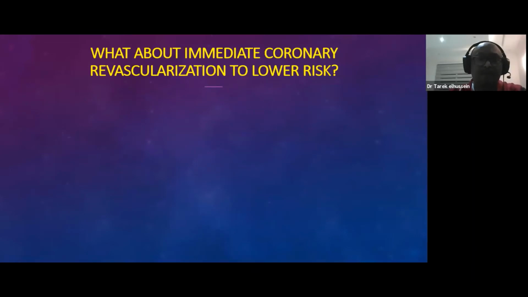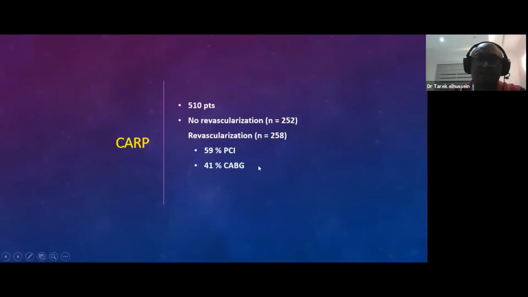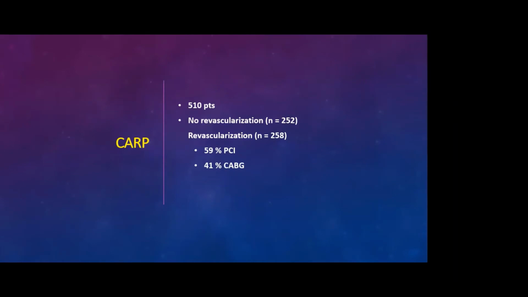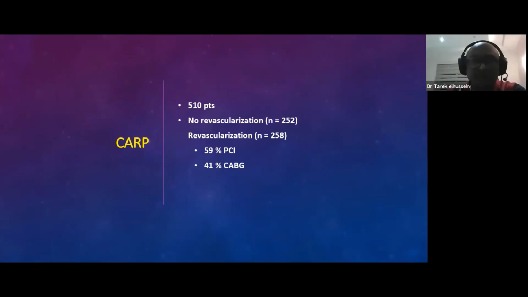What about immediate coronary revascularization to lower the risk? This has been a debated topic 10 years ago. For example, you have a patient scheduled for an elective surgery, you did non-invasive testing, there is ischemia, you send him to the cath lab. In the cath lab, he showed like 70% LAD stenosis. What should I do? Should I stent it and send the patient to surgery? And would that have an immediate or direct effect on the surgery itself?